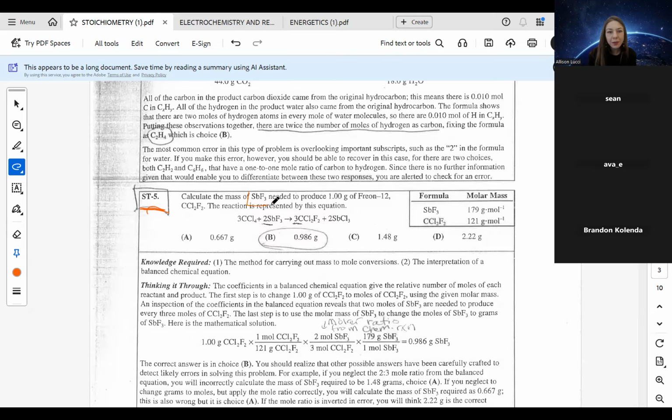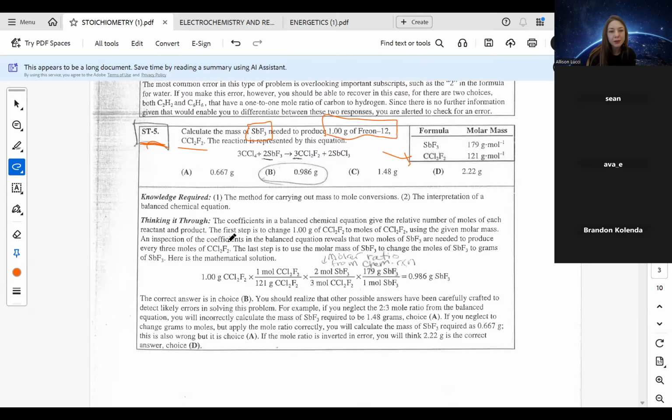So we want to calculate the mass of this antimony compound here, this fluorinated antimony. So we have 1 gram of Freon. This is our product that we're trying to produce. And Freon is represented over here. So they give you the chemical formula for Freon, this CCl2F2. And we're going to use the balanced equation here to do this calculation. So since it's already written out down here, I'll just kind of point to things as I explain.